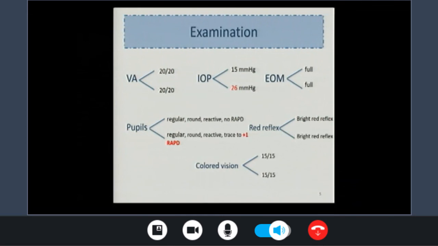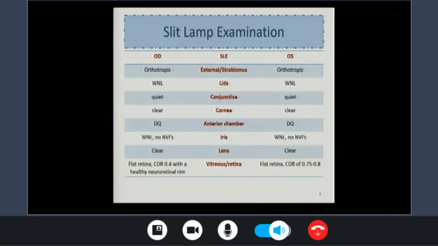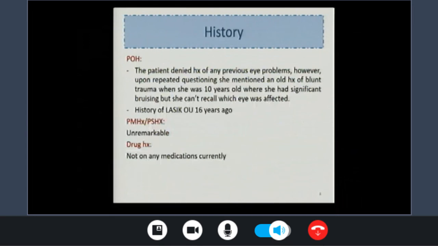On examination, her vision was 20/20 in both eyes. The IOP was 15 in the right eye and 26 in the left eye by Goldmann applanation. We should not forget that she already underwent refractive surgery, so this is underestimated. Don't forget to mention the relative afferent pupillary defect. It's mentioned here.